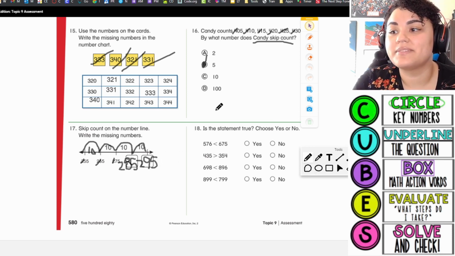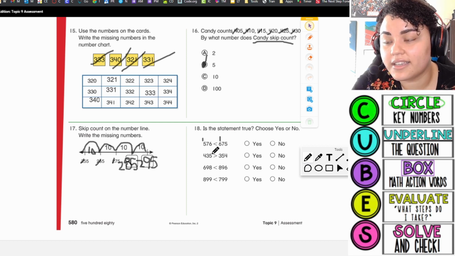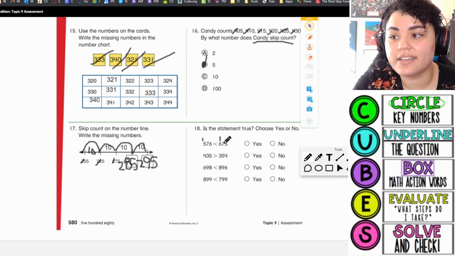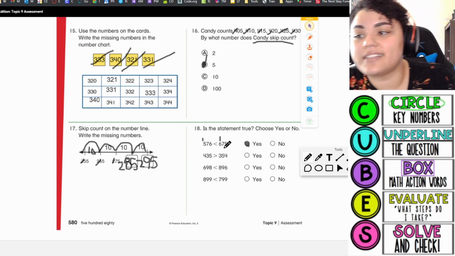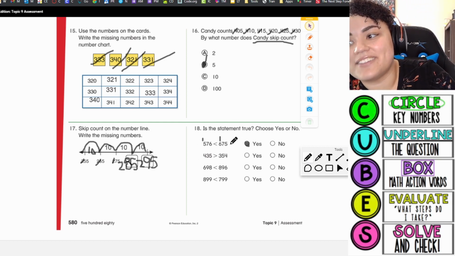Okay, the last one. Is the statement true? Choose yes or no. Is 576 less than 675? Let's check. 5 and 6. Is the alligator eating the 6 or the 5? It's eating the 6, so it is correct. 576 is less than 675.